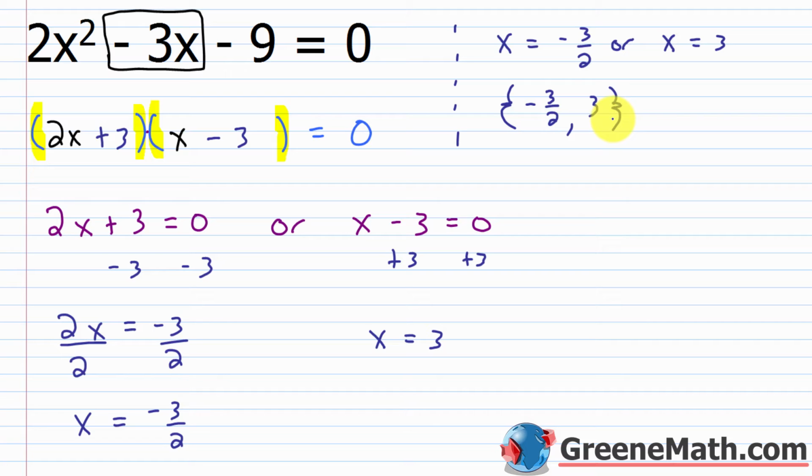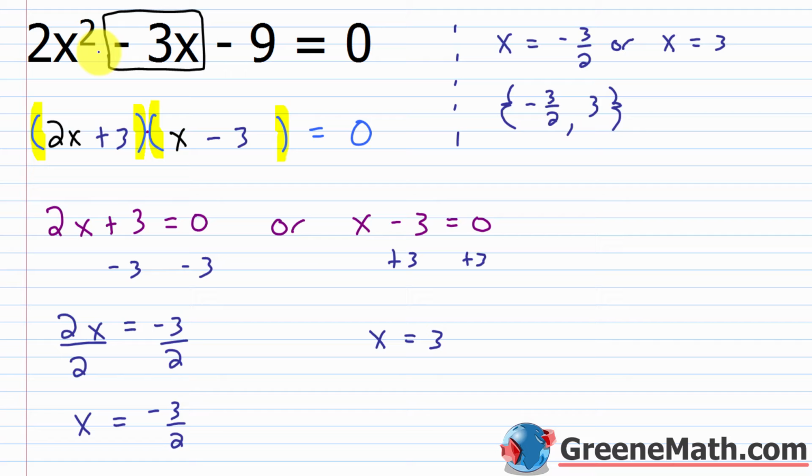Now, if you wanted to, you could pause the video at this point, and you could check these. You could plug a negative 3 halves in for each x and verify that you get the same value on both sides of the equation. In this case, it would be 0 equals 0. You could also plug in a 3 and verify that you get 0 equals 0. I'll leave that up to you to do on your own.